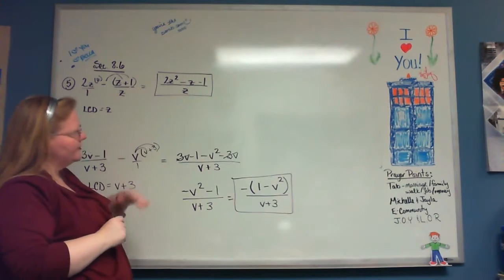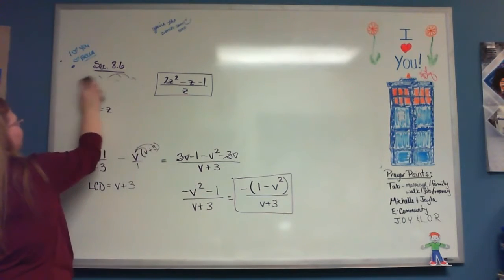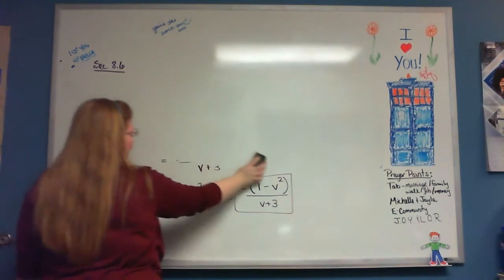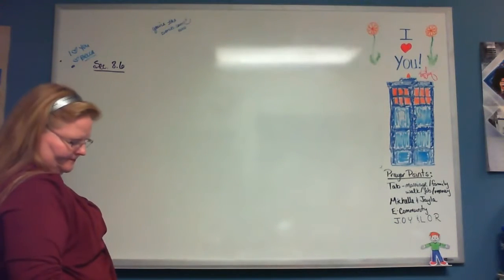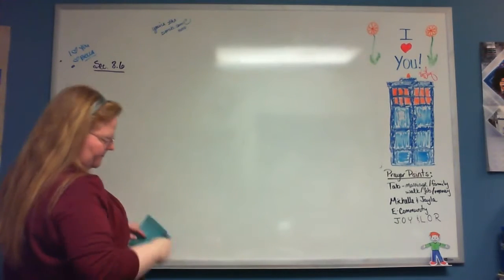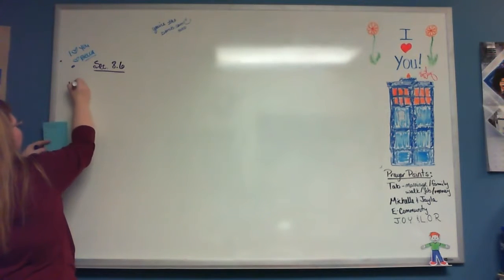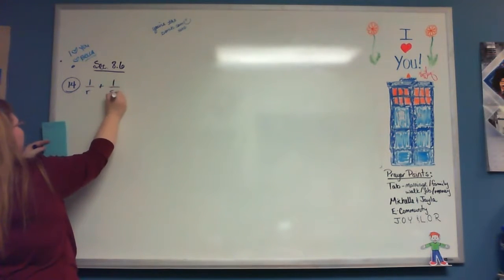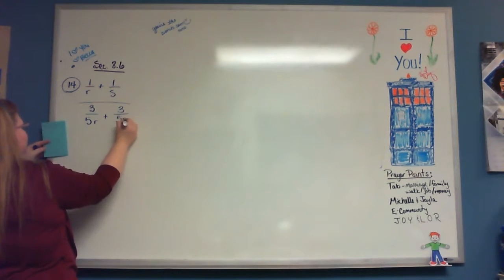Now, we've talked about some of the preliminary stuff. Let's get to a real problem. I'm going to do number 14. 1 over r plus 1 over s, over 3 over 5r plus 3 over 5s.